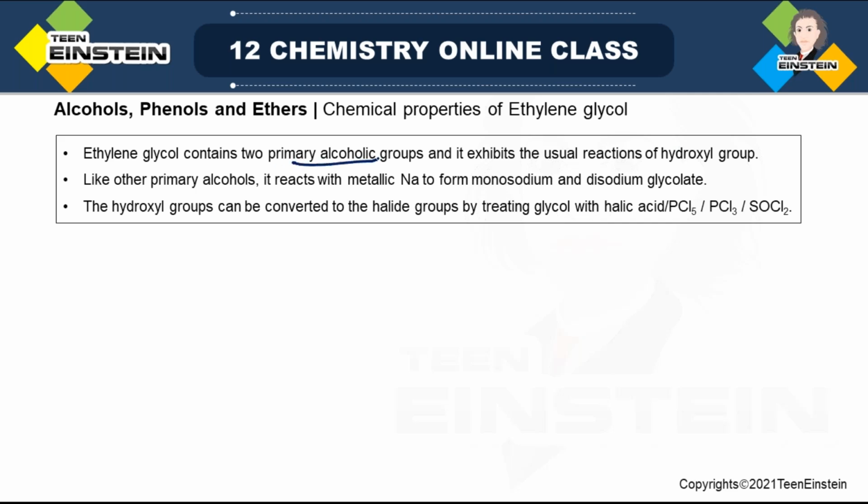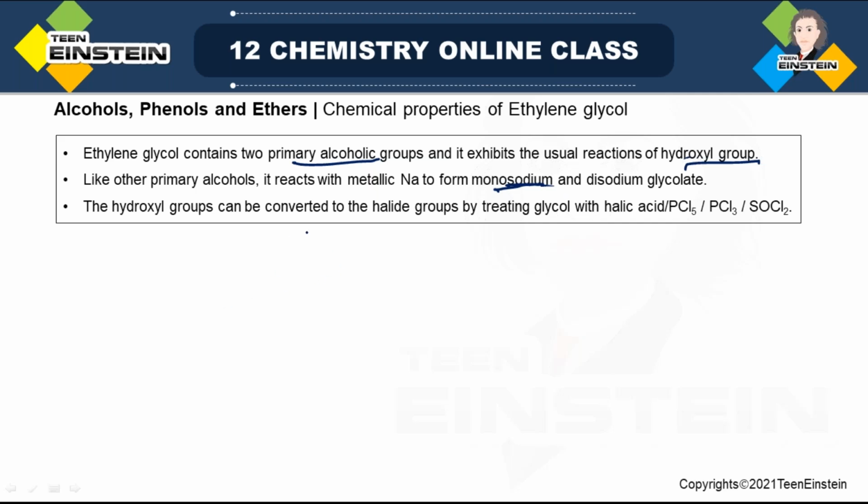Ethylene glycol contains two primary alcoholic groups and exhibits the usual reactions of the hydroxyl group, but there are still some differences. Ethylene glycol is also a primary alcohol. Here also you can see it reacts with metallic sodium, and the H atom of the OH group is replaced by sodium. As there are two OH groups, both hydrogens can be removed or only one of them.